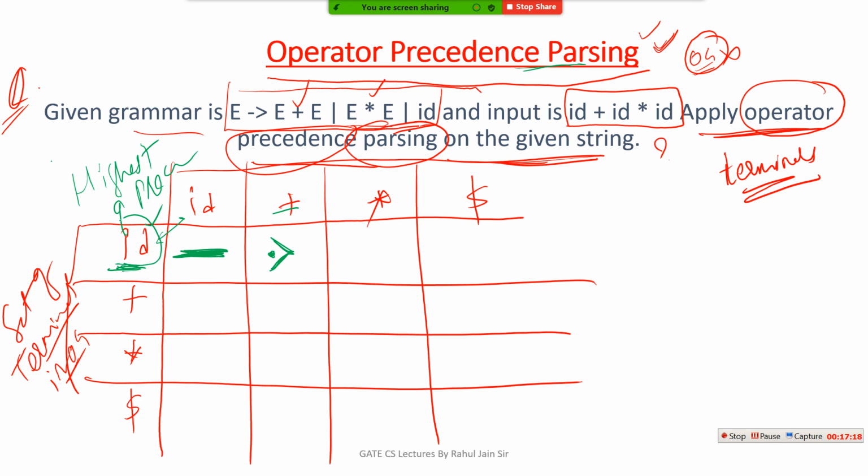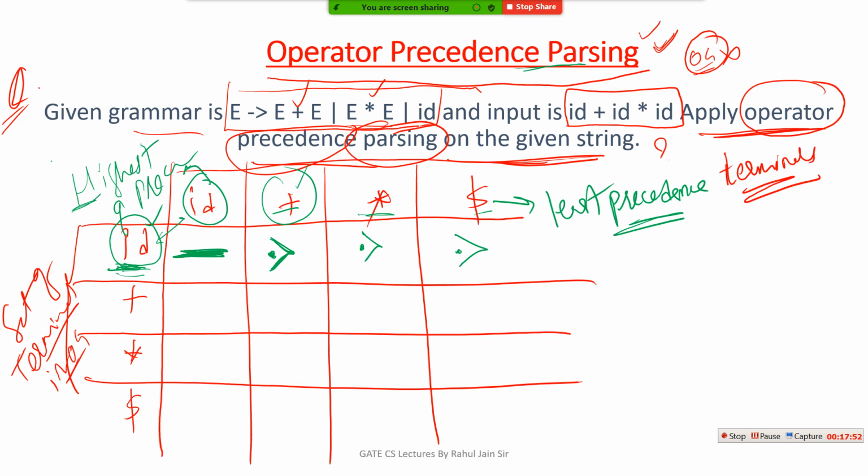On comparison of this ID and this addition sign, we can simply say that this ID has higher precedence than this addition sign. Again, if we compare this ID and this multiplication sign, as I said ID has the highest precedence, so I will write this greater-than mark in front of ID. And dollar basically has the least precedence. Dollar has the least precedence and identifier has the highest precedence.